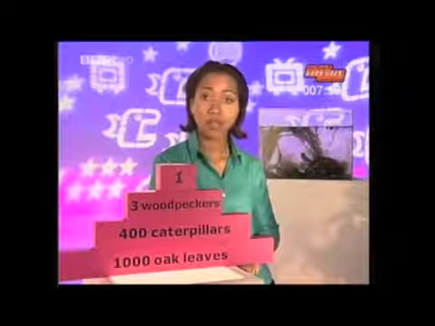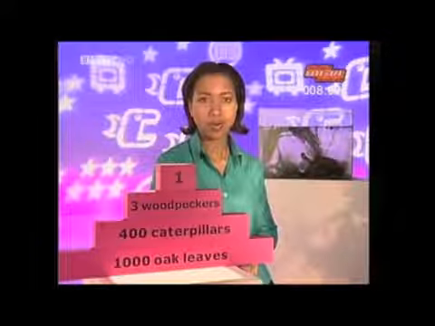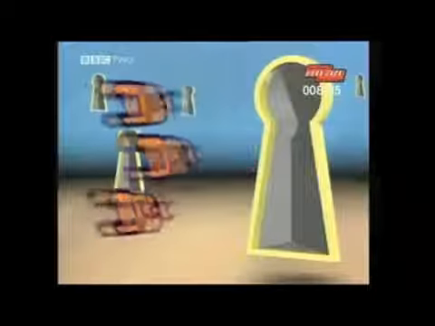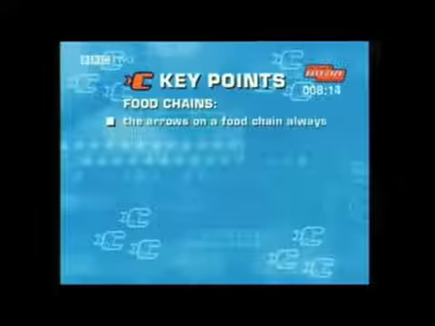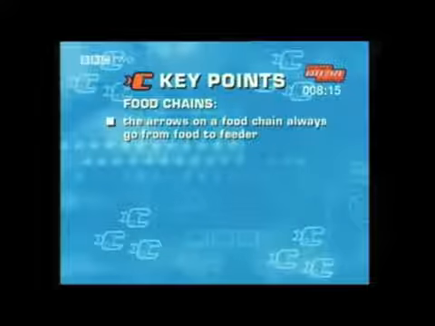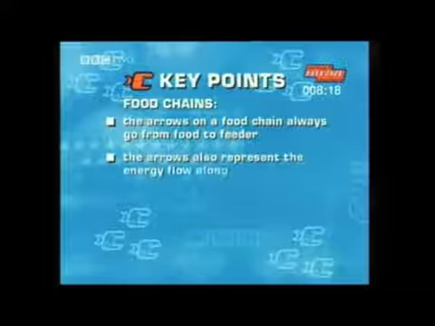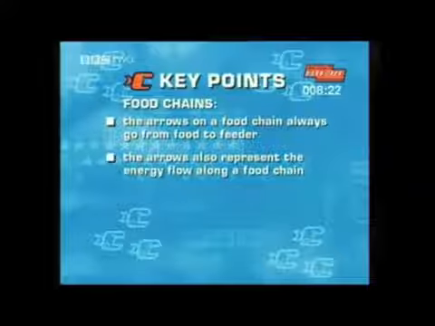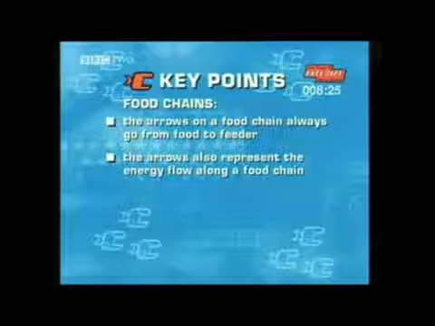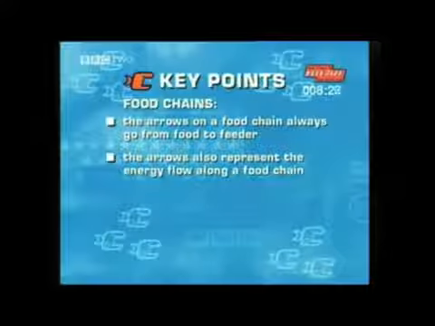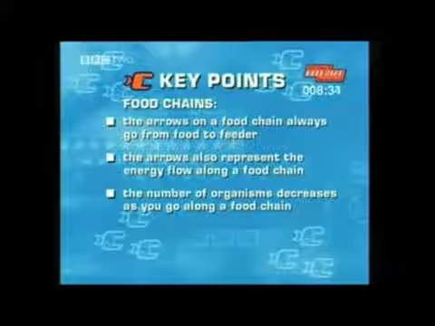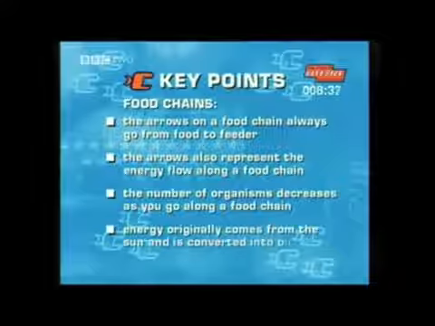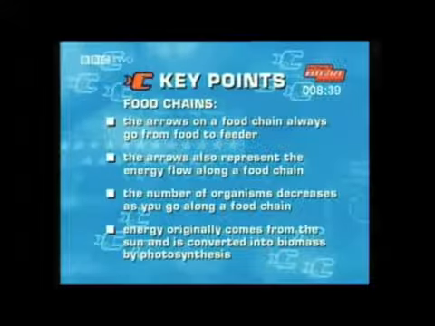Here are some facts about food chains you really need to know well in order to answer test questions. So for food chains, the arrows always go from food to feeder, not the other way round. The arrows also represent the energy flow along a food chain, and the amount of usable energy decreases as we go up a food chain. And because the energy transfer is very inefficient, the number of organisms it can support decreases as you go along a food chain. The energy in any food chain originally comes from the sun and is converted into biomass by photosynthesis.